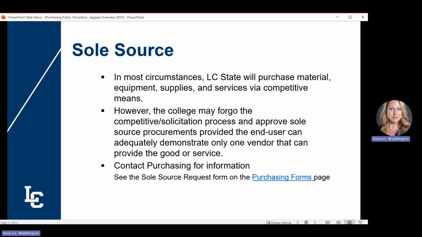Sole source is another exemption process. In most circumstances, LC State will purchase material, equipment, supplies, and service via competitive means. However, we may forego that process and approve a sole source procurement if the end user can adequately demonstrate that only one vendor can provide that good or service. Contact purchasing for more information and see the sole source request form on the purchasing forms page.